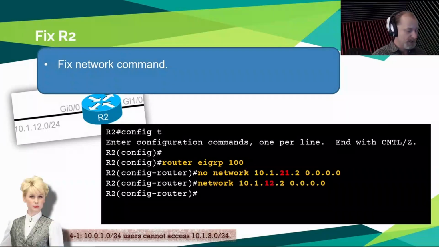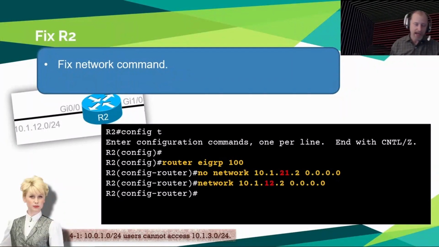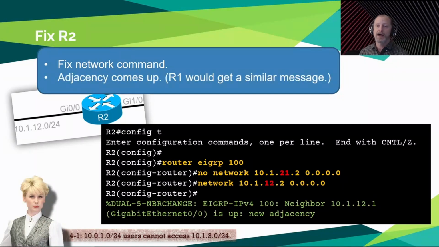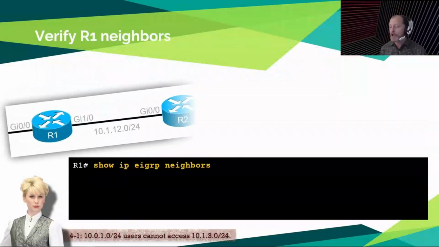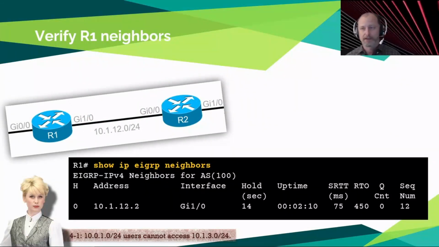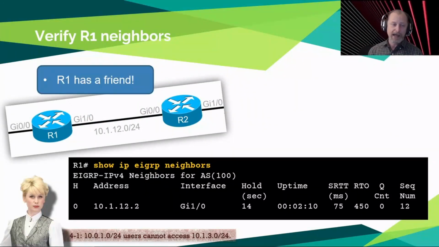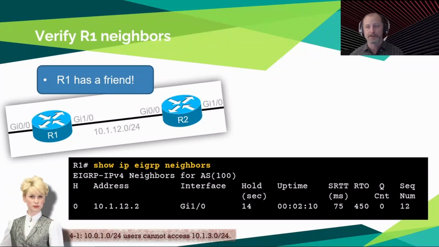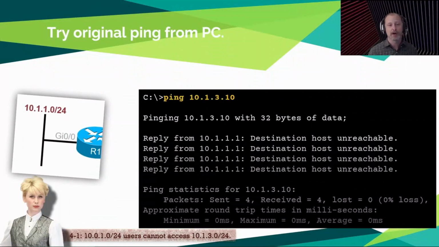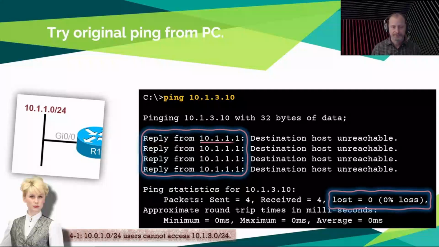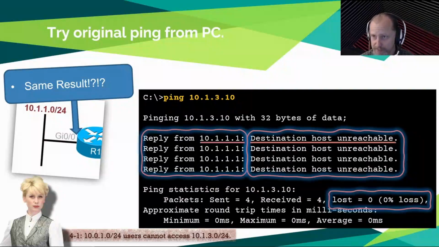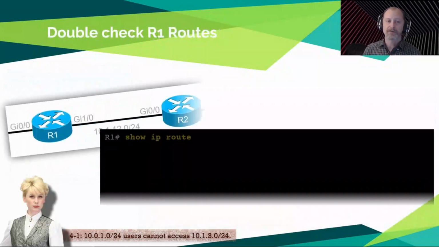So we issue the no command, and then we enter the network command that should be there. We'll see that the neighbor adjacency will come up. So now let's go back over to R1 and do a show IP EIGRP neighbors command, and we see R1 now has a neighbor adjacency with R2. Okay. All right. Well, let's go back and let's try that ping again and verify that the problem was fixed. And we see that we essentially have the same result. Okay. So we still have a problem going on.